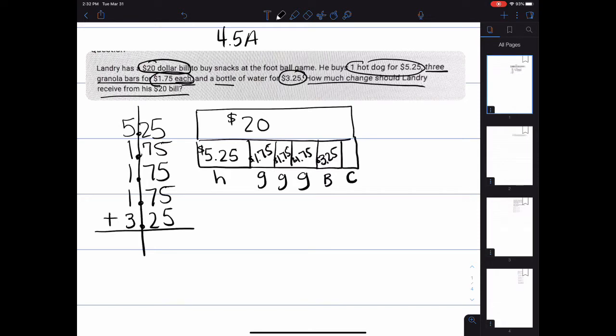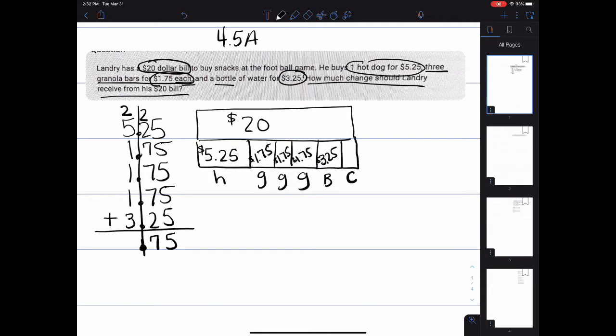5 plus 5 is 10. I'm going to regroup the 1 to the 10th place. Then I'm going to add these together. I know 2 plus 2 is 4. And I know that 7 plus 3 is 10, 10 plus 4 is 14, plus 1 more is 15. Then I'm going to regroup my 1 to the 1st place. Make sure that you bring down your decimal.